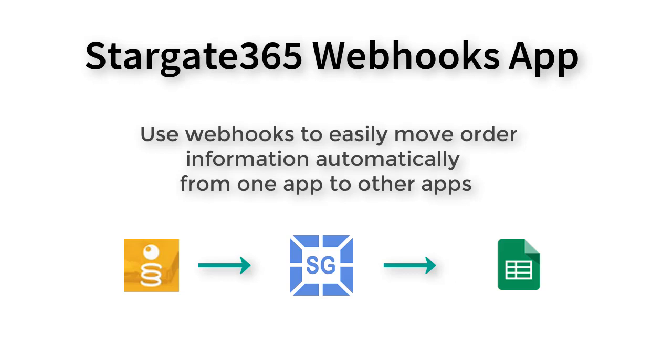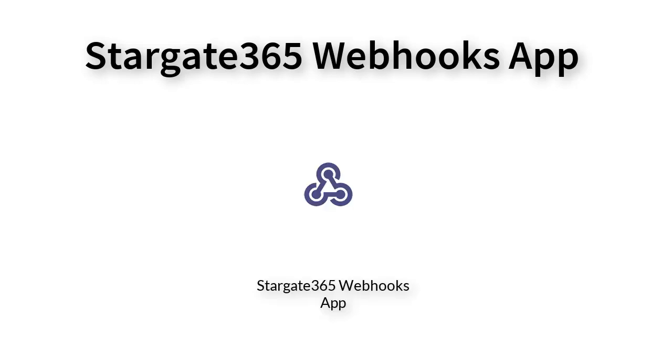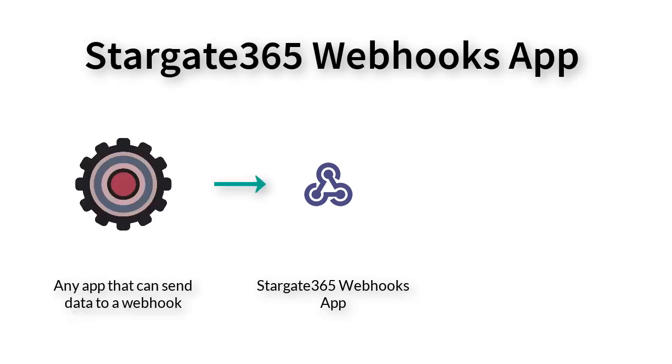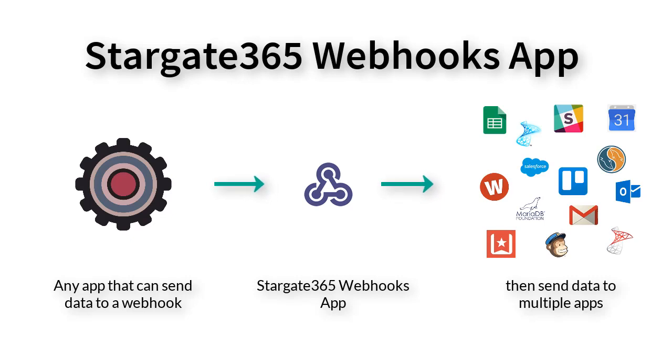This tutorial is a follow-up from a previous video, which showed how Stargate 365 can connect Fastspring to Google Sheets using webhooks. In that case, the Webhook app was specific to Fastspring. Now, we introduced the Stargate 365 Webhooks App, which allows you to capture data from any app that can send data to a webhook, and then send that data in different combinations to multiple apps.